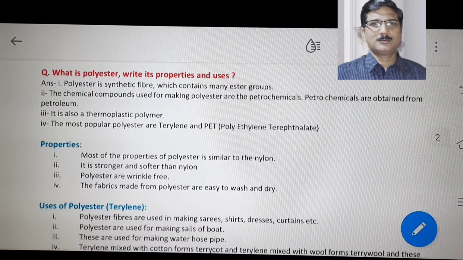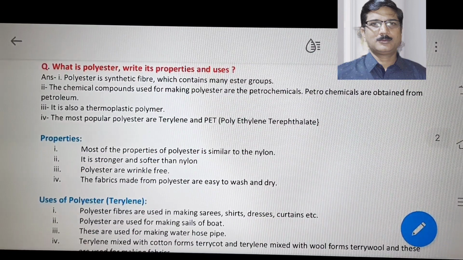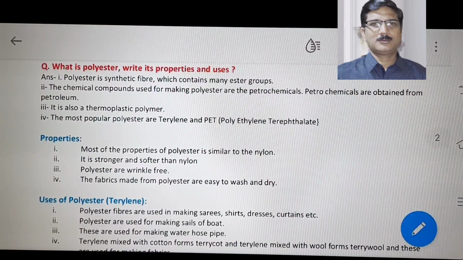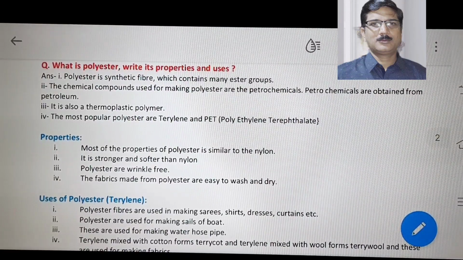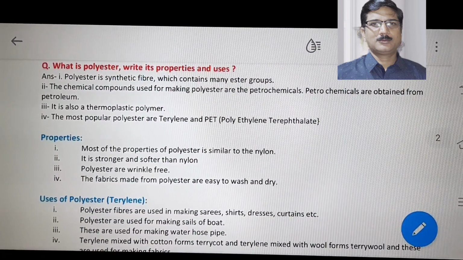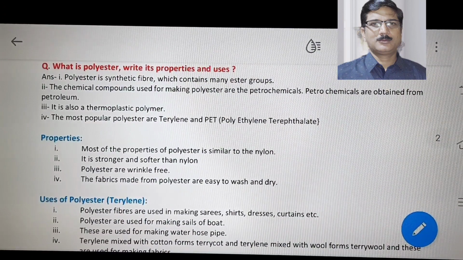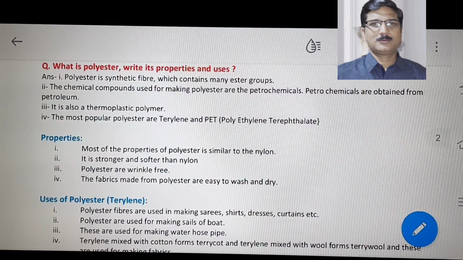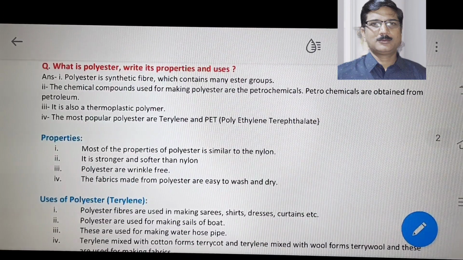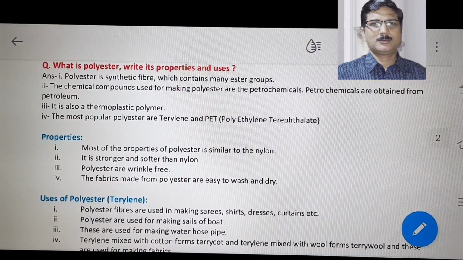The chemical compounds that are used for making the polyester are the petrochemicals. That means the chemicals which are derived from the petroleum are called the petrochemicals, and those petrochemicals are used for preparation of the polyester. And third one is that it is a thermoplastic polymer. So what is the thermoplastic polymer? That means this polyester can easily melt when it gets heat. That's why it is called the thermoplastic.